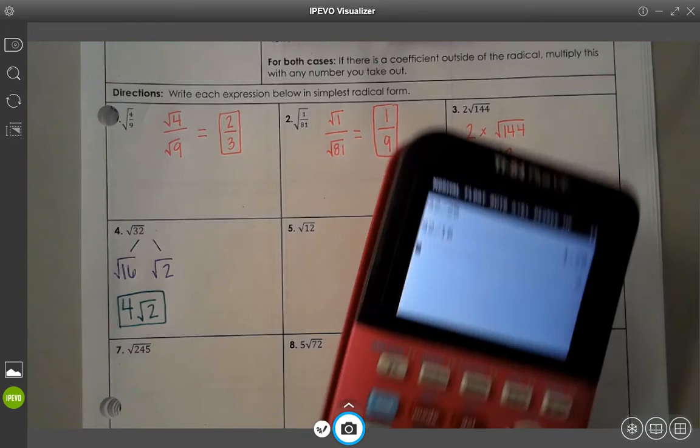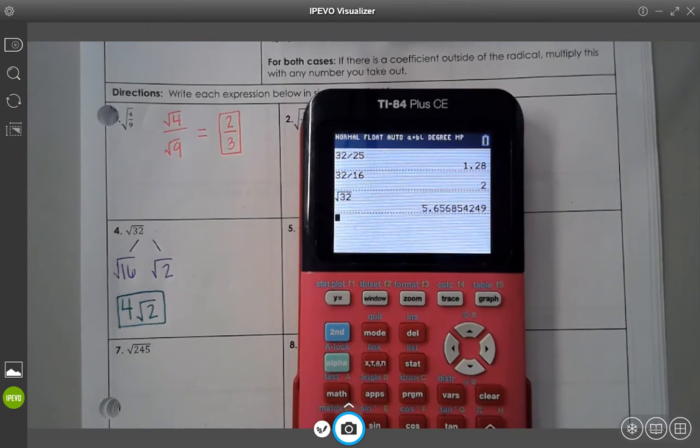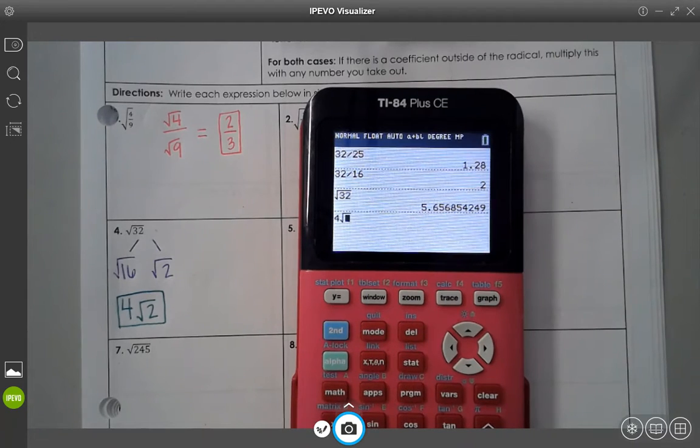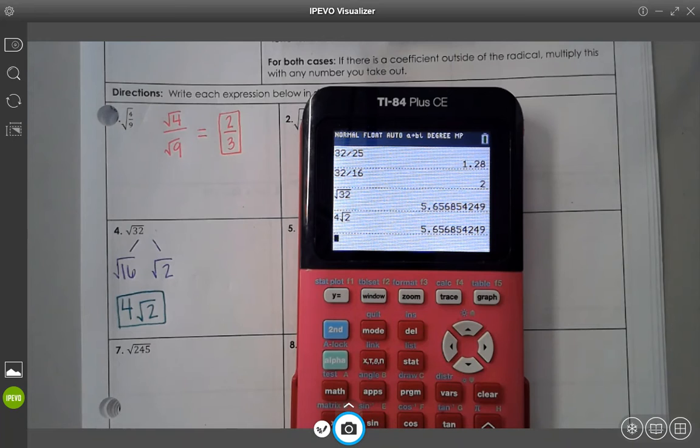Now here's a way to check your answer. Type in the square root of 32. Type in 4 square root of 2 and see if your decimals match. And if they did, you have the correct answer.